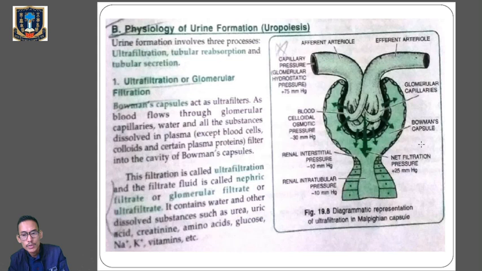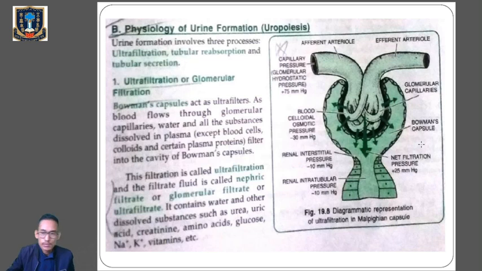Ultrafiltration occurs in the Malpighian capsules. Bowman's capsule acts as the ultrafilter. When the blood flows through the glomerular capillaries, water and all the substances dissolved in the plasma are filtered into the cavity of Bowman's capsule.